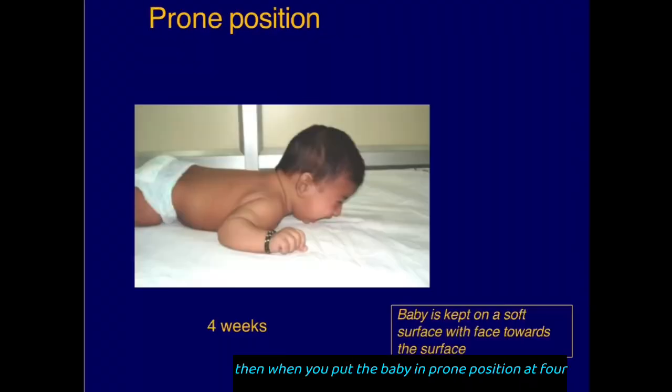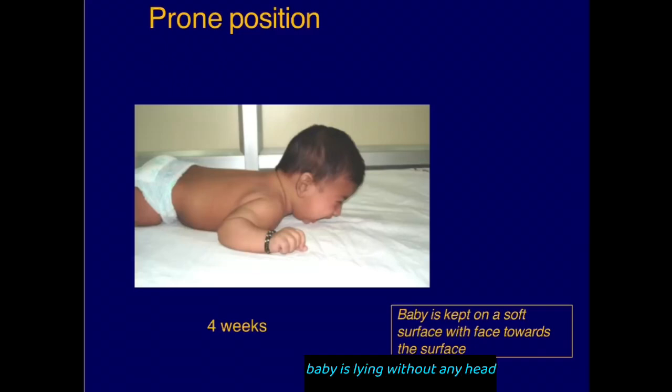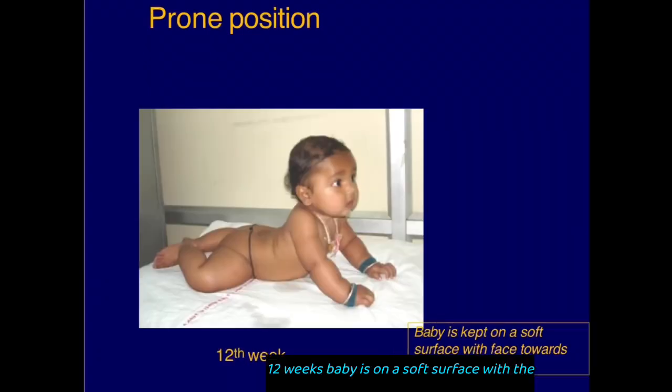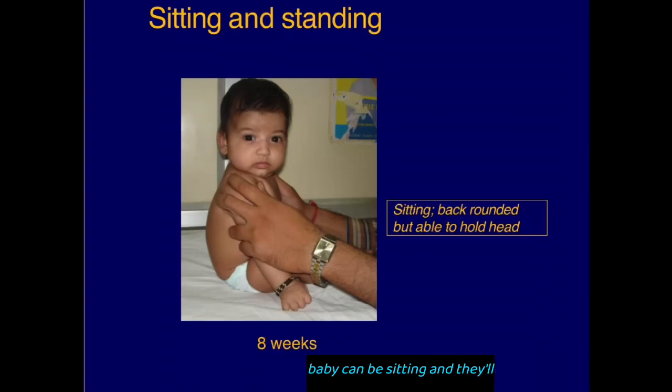Then when you put the baby in prone position at 4 weeks, the baby will not be able to have control. So in this image also, the baby is lying without any head control. In this one, the baby is looking towards the surface. At 12 weeks, the baby is on a soft surface with the face towards the surface. So at 8 weeks पे baby can be sitting, and they'll be sitting with the help of support.